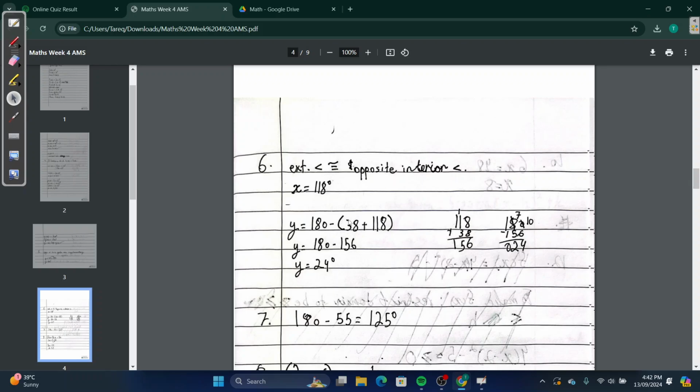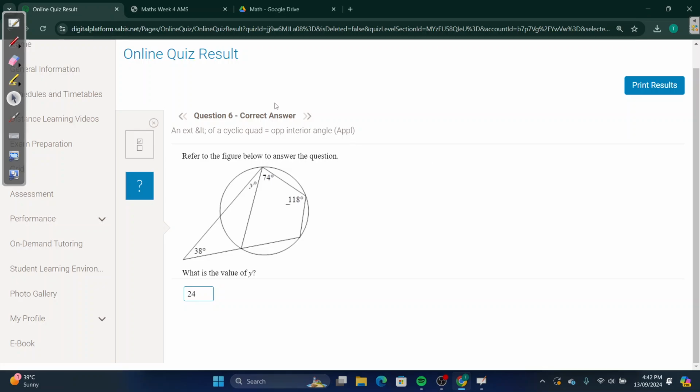Now let me just check here. Look, 118 plus 38 is 156, minus 180, 24 degrees. Okay.